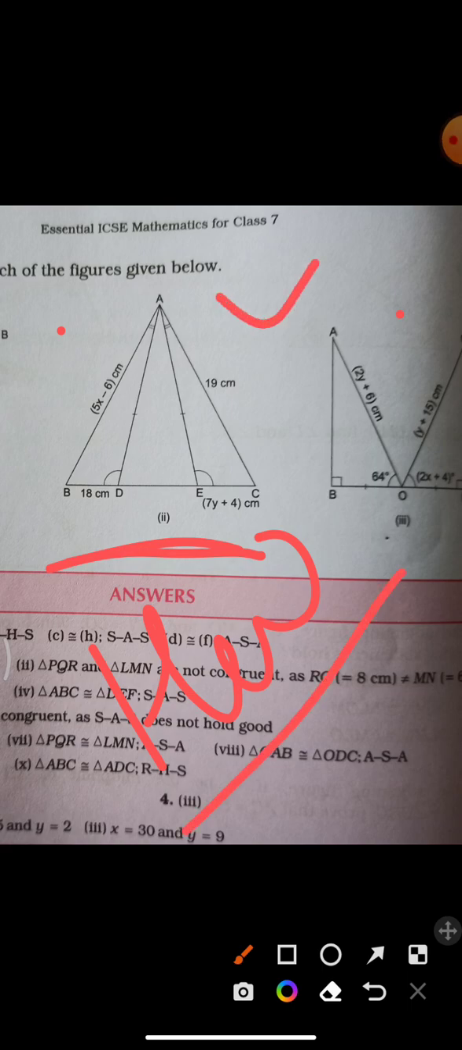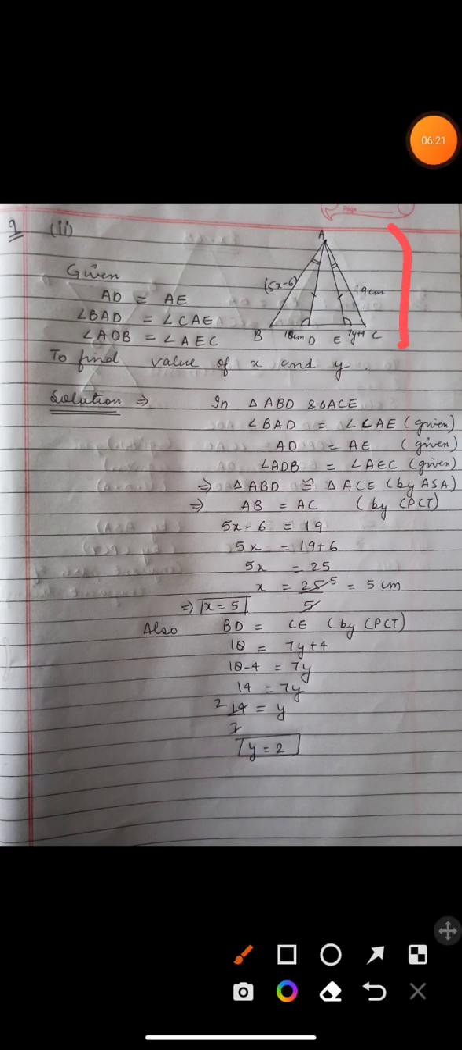The remaining parts are also the same, which you will try to do in your homework. So we are going to do this one. We are going to make this figure in our copy and do the solution there. So here is the solution. We have drawn the figure here and we will look at the figure very carefully.